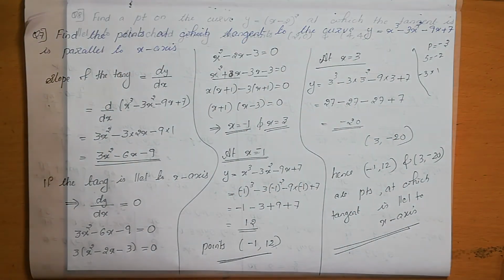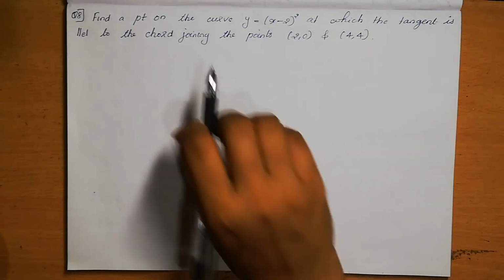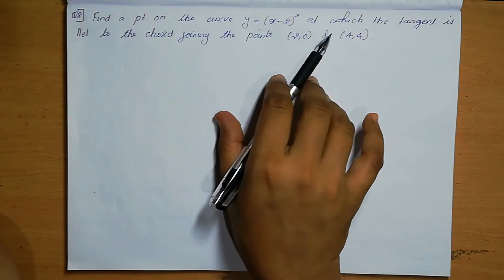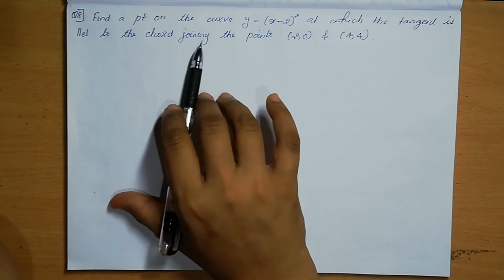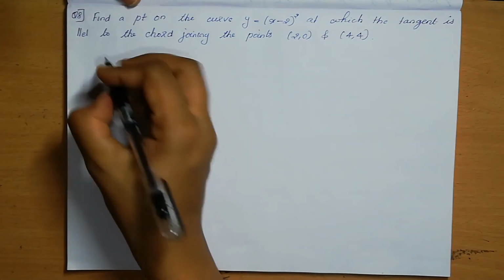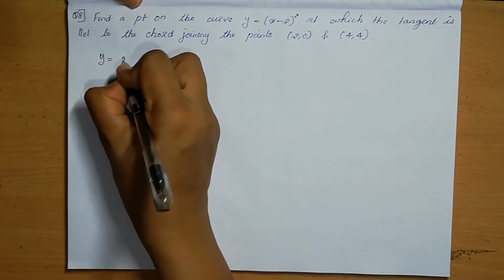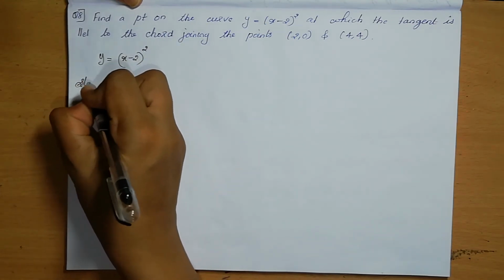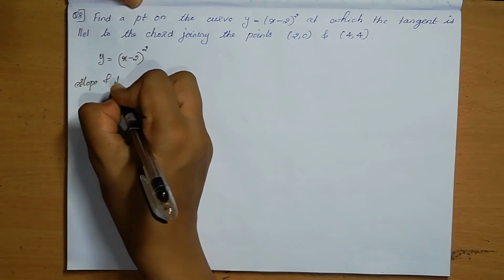Answer. Question number 8. Find a point on the curve y equal to x minus 2 the whole square at which tangent is parallel to the chord joining the points 2, 0 and 4, 4. So first we need to find the slope of the tangent. y equal to x minus 2 the whole square. Then slope of the tangent is dy by dx.